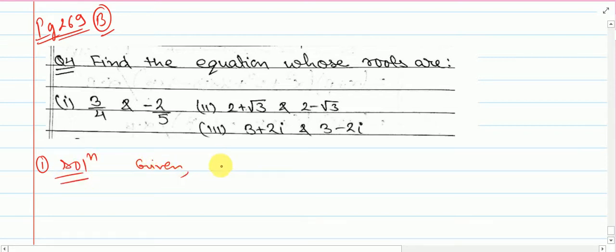Given the roots, let's say I'm denoting one by alpha and the other one by beta. So roots are given to us. Now we have to find the corresponding quadratic equation.